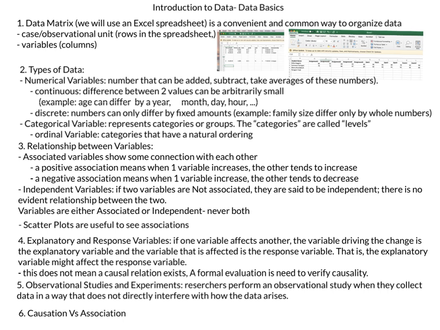That says if one variable affects another variable, then the variable driving the change is called the explanatory variable, and the variable that is affected is called the response variable. That is, the explanatory variable might affect the response variable. And just a warning, to determine if this is really a causal relationship, if the explanatory variable really does affect a change in the response variable, we have to have a formal evaluation to verify causality, not just association.